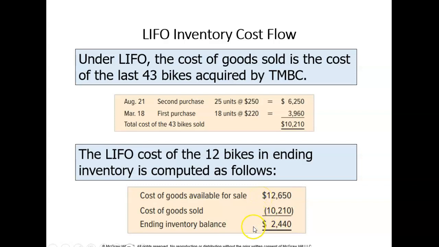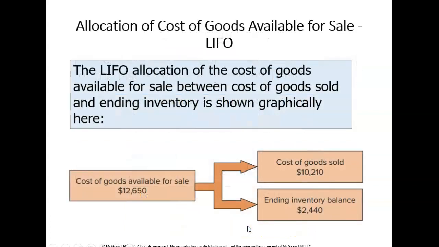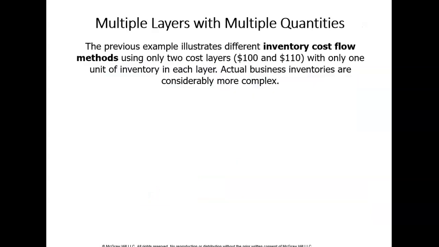Now, to compute your ending inventory, you'll subtract cost of goods sold from cost of goods available for sale, and the difference would be your ending inventory. So this is the cost of those 12 bikes remaining at the end of the year under the LIFO cost flow assumption. Now remember that cost of goods sold plus ending inventory added together must always equal your cost of goods available for sale. Okay?